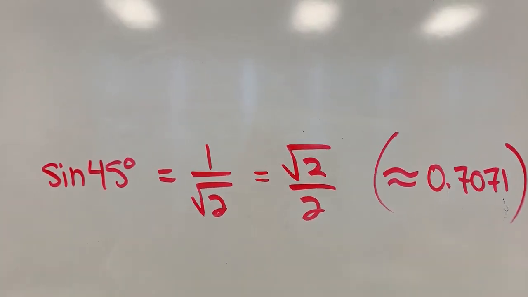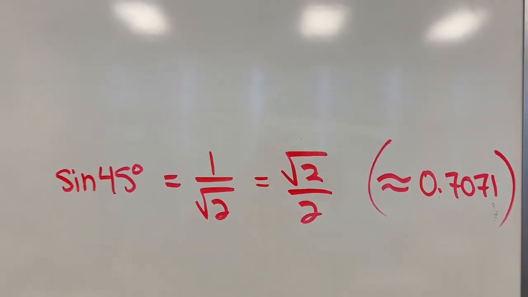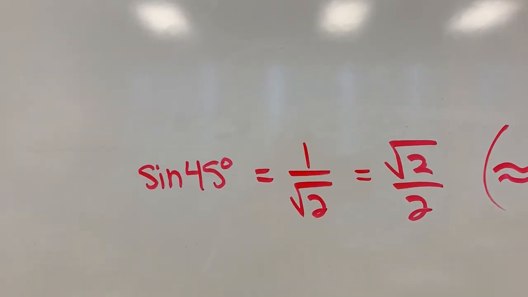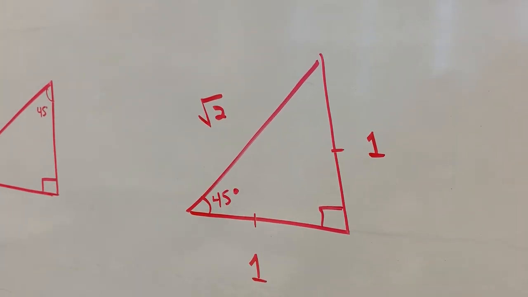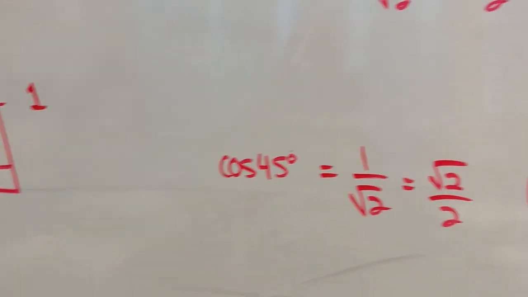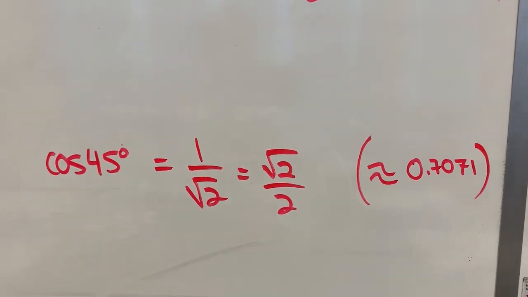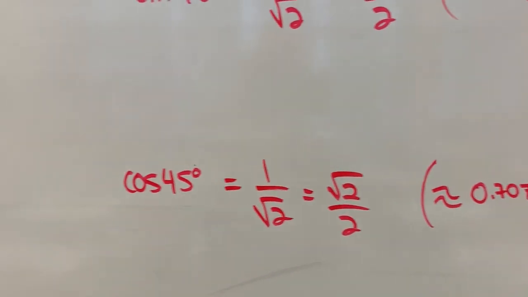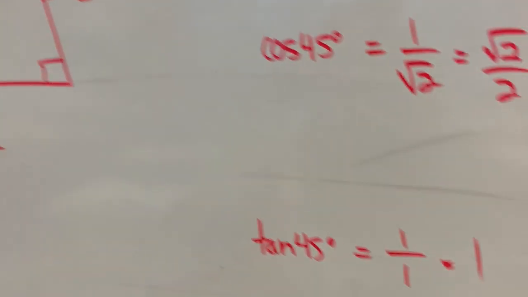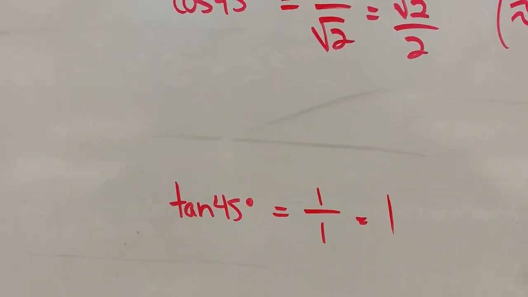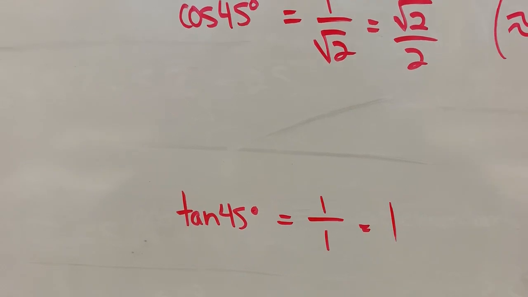But our TI 83, 84 calculators don't do 1 over root 2 or root 2 over 2. Turns out because this triangle is isosceles, 2 sides are the same, that cos 45 gives you the exact same answer, 1 over root 2 or root 2 over 2. And tan, even nicer than all of that, and the calculator will agree with this one, tan is equal to 1 over 1, which just equals 1.